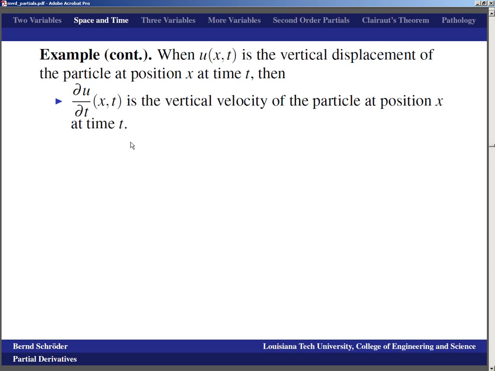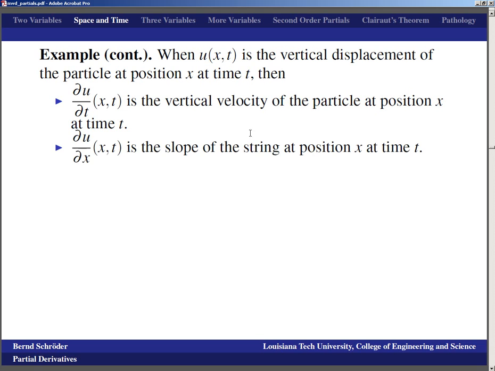What is the function that you're differentiating? The function that you're differentiating is a vertical position function, namely this u here. It's a vertical position function. Of course, when you take a position function and differentiate it with respect to time, you always get a velocity. And if that's a vertical position function, then you just get a straight vertical, or up-down, velocity at that position and at time t.